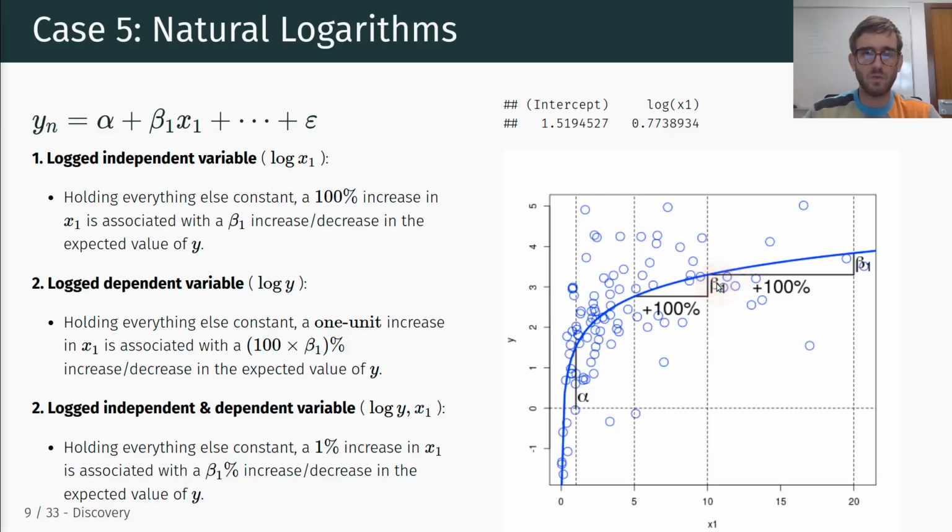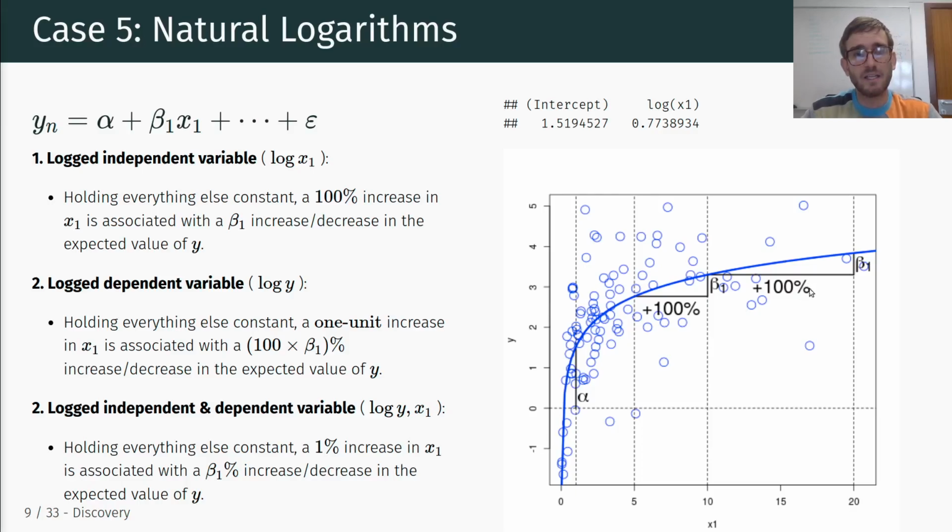This is beta 1, or x1 being equal to 10. A 100% increase in x1 means moving x1 from 10 to 20. And that move, that's a 100% increase in x1, again has a beta 1 associated with the change in y of beta 1. So again, the change in y here is 0.77.